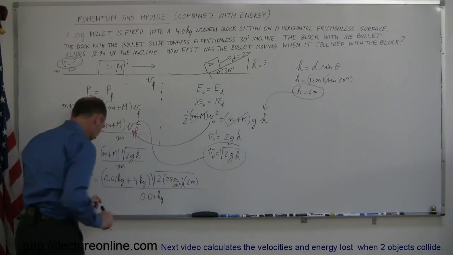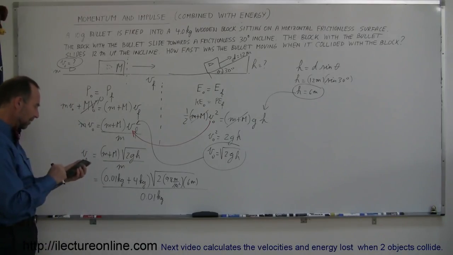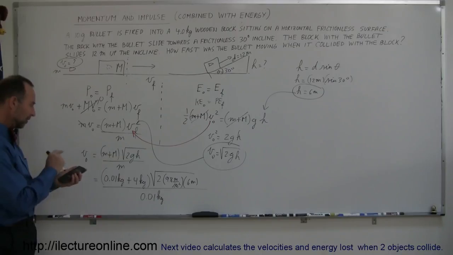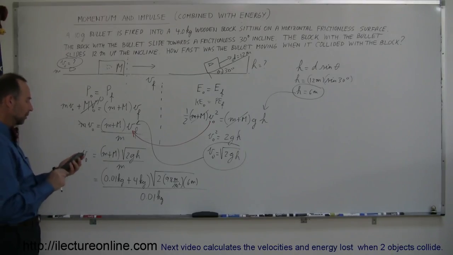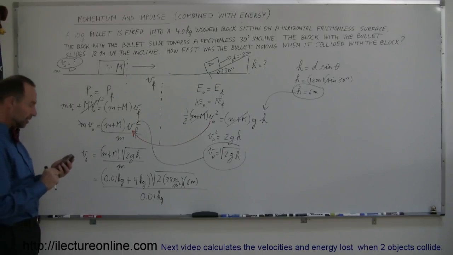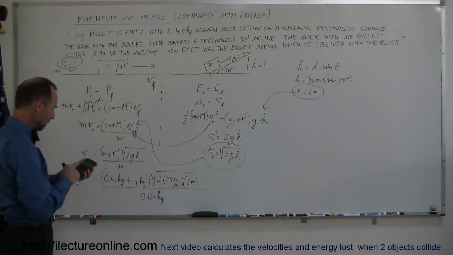All right, now, grab your calculator. Let's see what that's equal to. So we have 19.6, 2 times 9.8, times 6 equals, take the square root of that. There we go. Then we multiply that times 4.01 equals, and divided by 0.01 equals. And, wow, that's quite a velocity. Let me try one more time, just to make sure I didn't make a mistake.